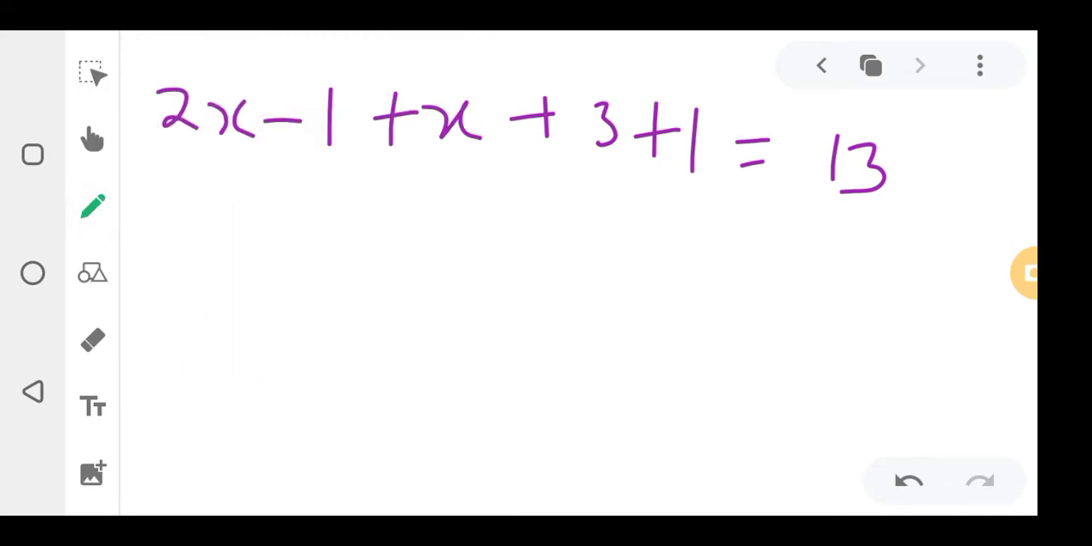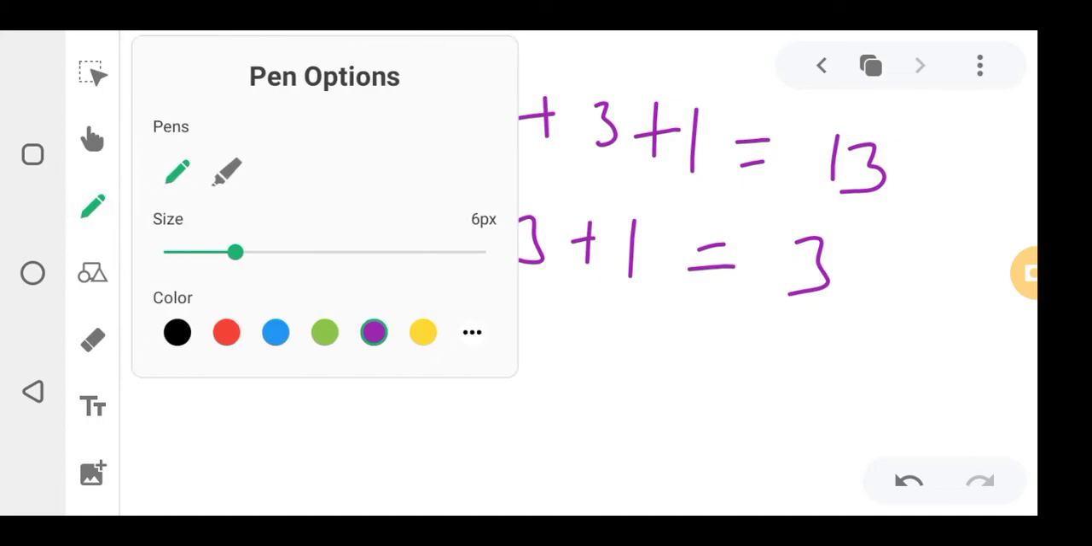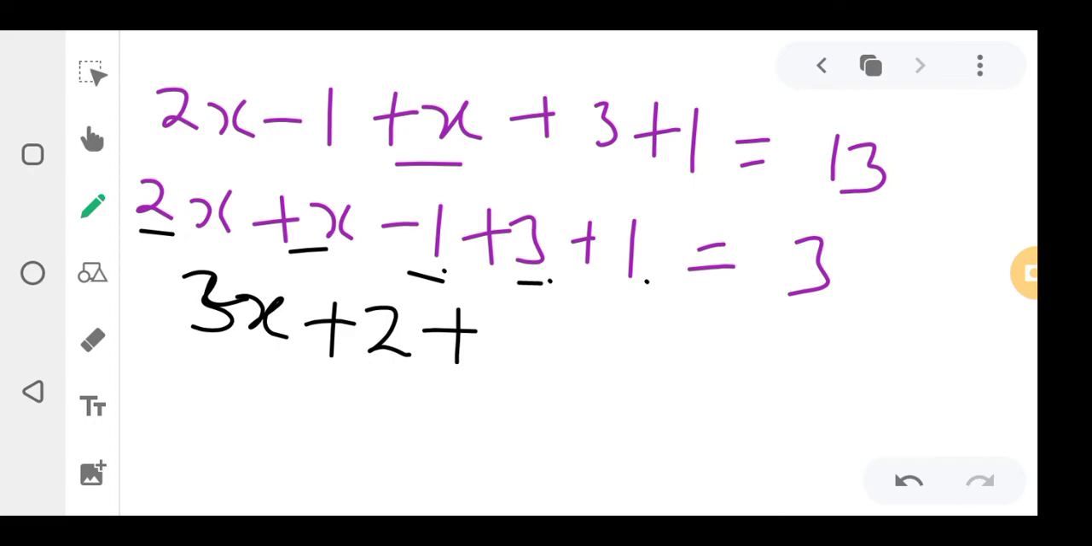Then you add. So you group the letters together, 2x, and also you group it with this one, plus x, and then this is minus 1, plus 3, plus 1 is equal to 3. You group the letters together, and the numbers together. So what do you have? This plus this, it is 3x. Negative 1 plus 3 will become positive 2. And then there's plus 1 there. I drop it down here.